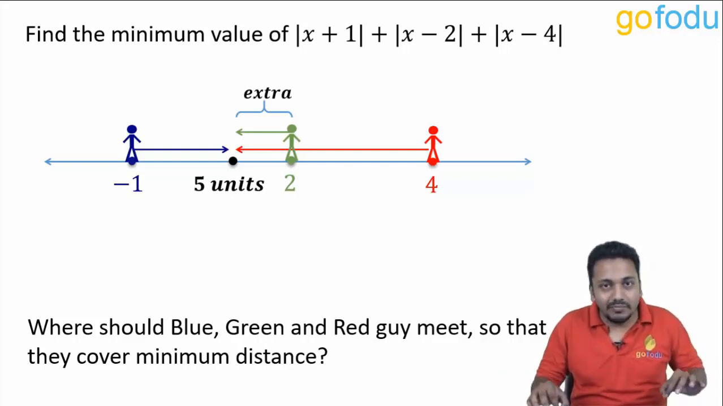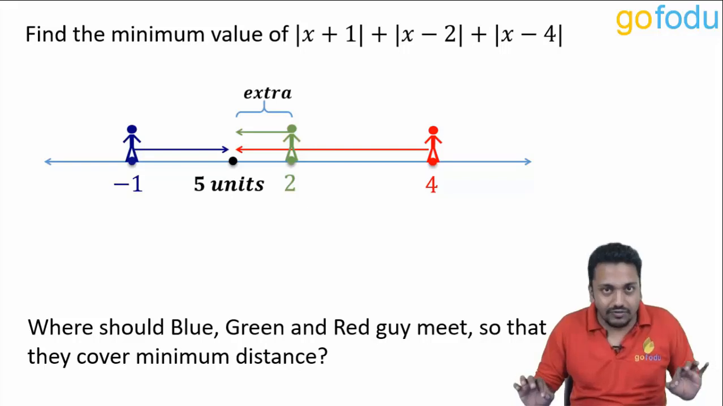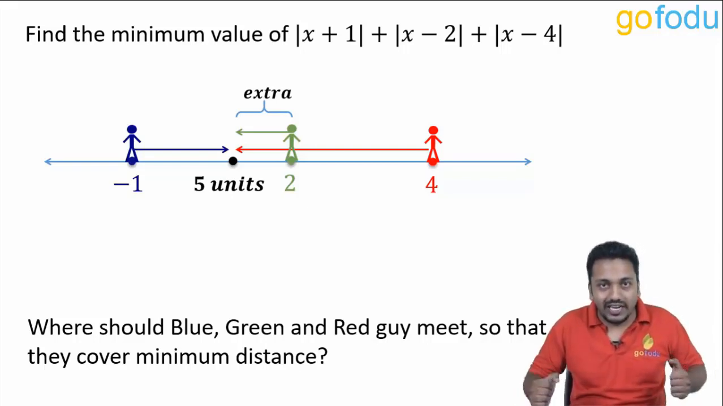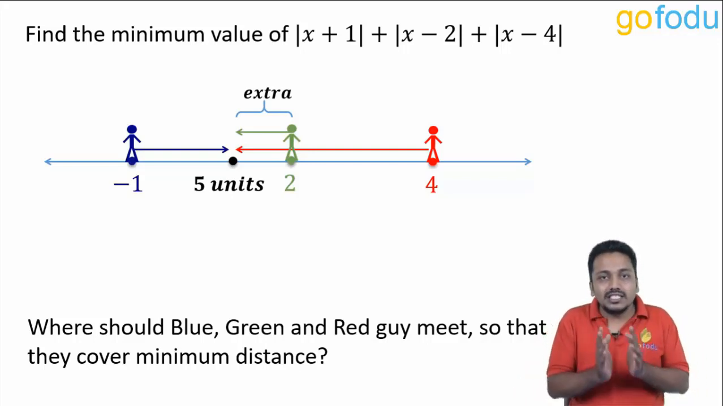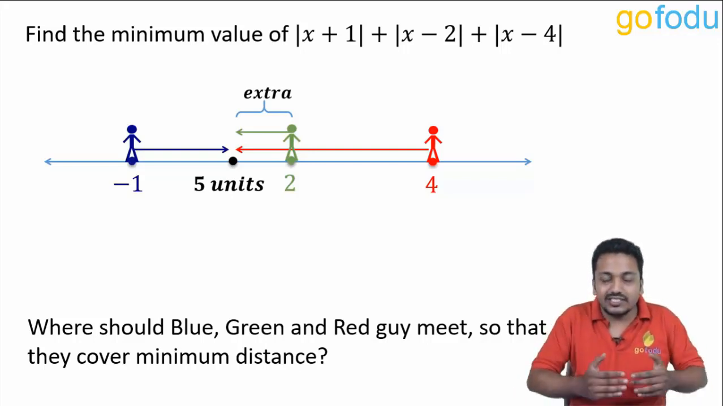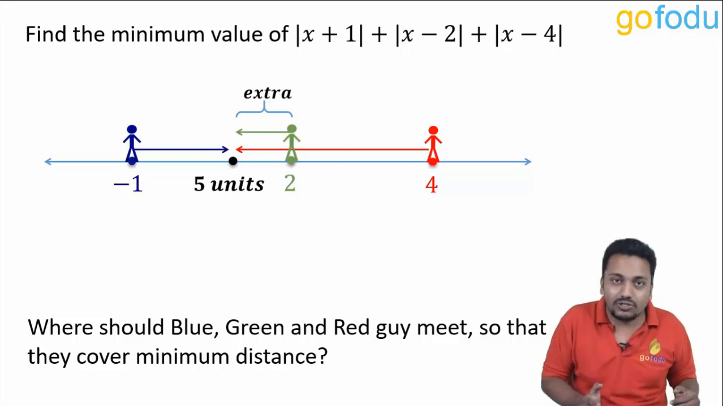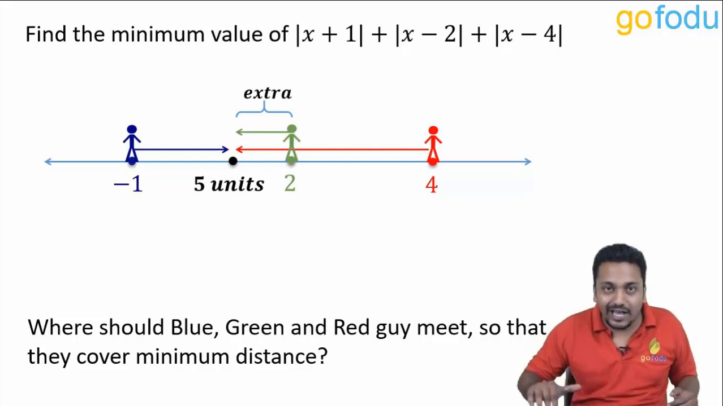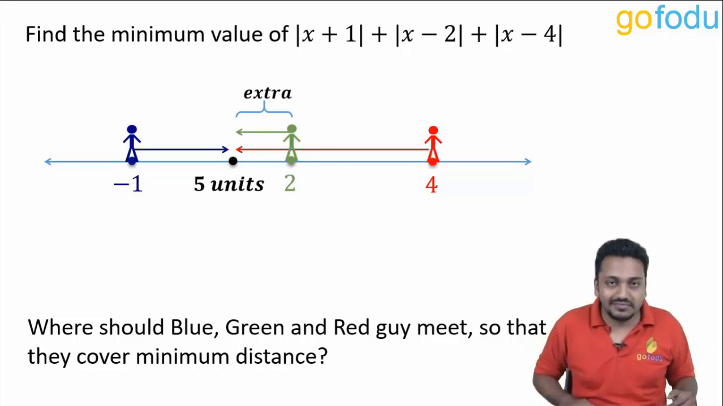Now that's the minimum distance for these 2 guys. 5 units is the minimum distance for these 2 guys, blue and red guy. But between -1 and 4, we have to pick such a point for their meeting so that this extra distance covered by the green guy also gets minimized. This green arrow also gets minimized.